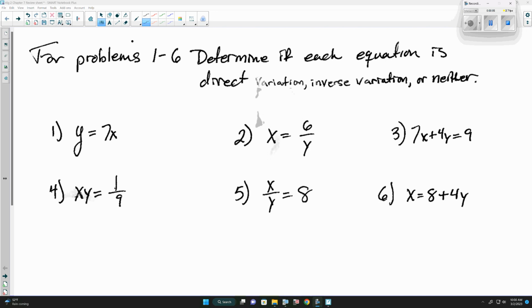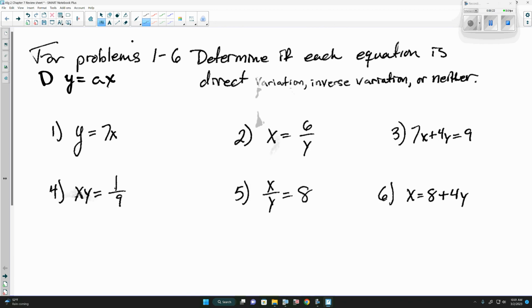We're going to go over the review sheet today, and your test is tomorrow. Now, the first 1 through 6, we're talking about direct and inverse variation. Now, direct variation, the standard form, is y is equal to a times x. We could do it in either way.